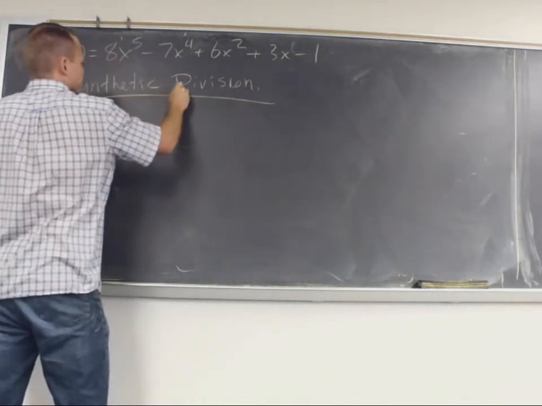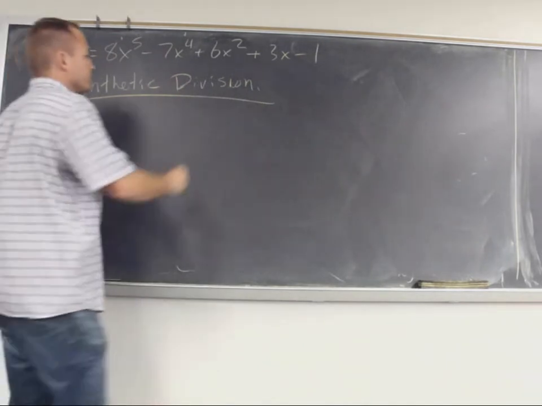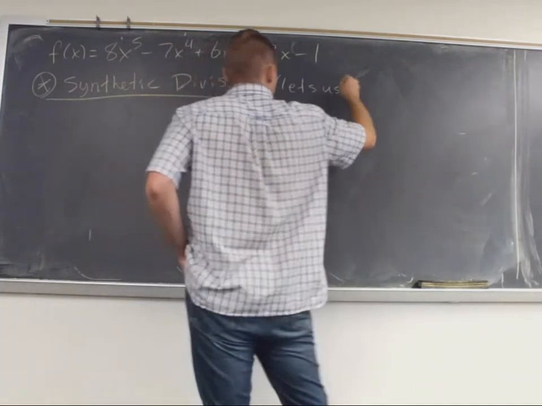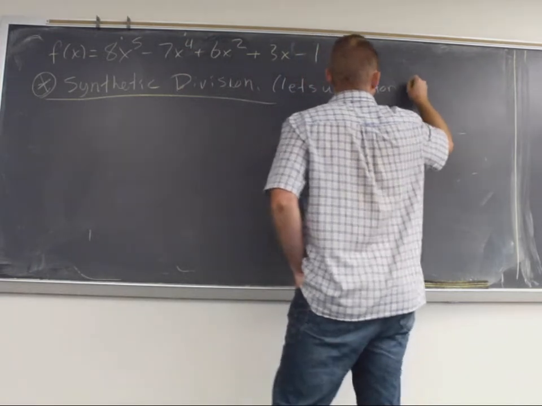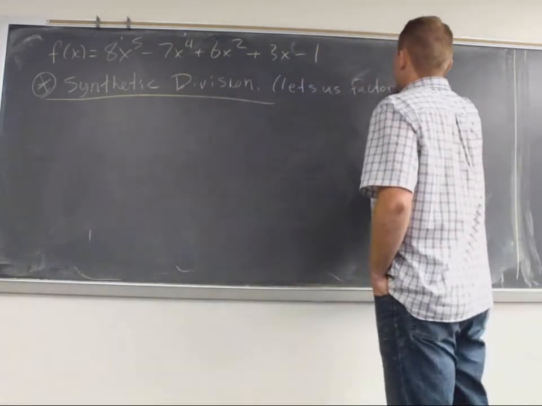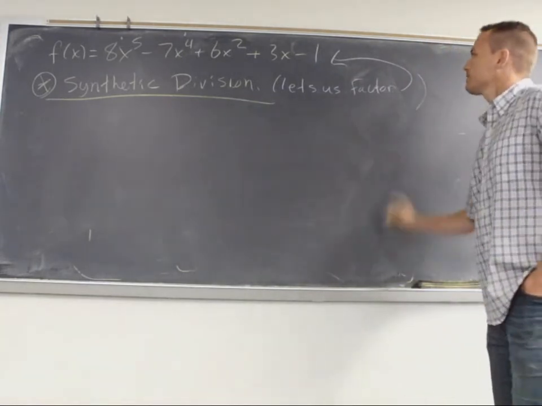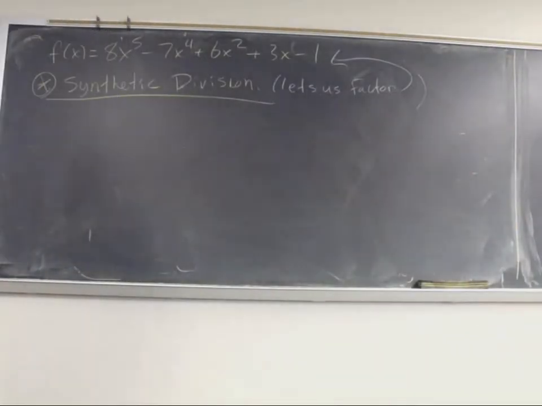Synthetic division. Basically, it boils down to it lets us factor something like this. It lets us factor that, or something like that. It lets us find the zeros.